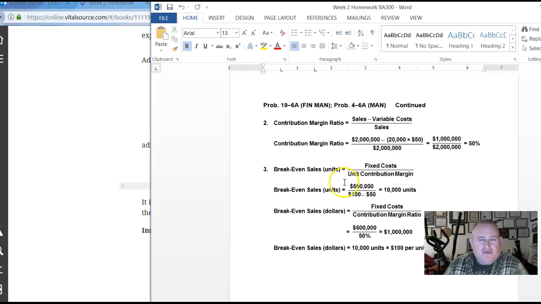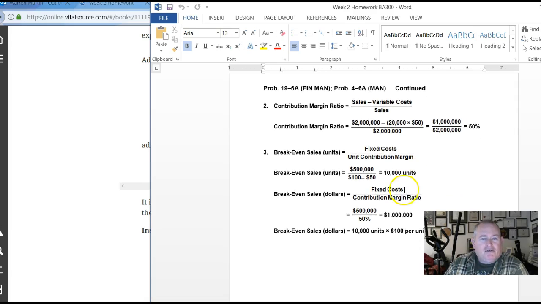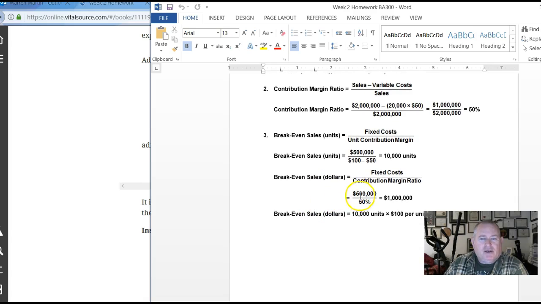So here's the formula again, the fixed cost divided by the contribution. All right, so your fixed cost, you've got the 500,000. You've got the 100 unit cost minus the 50, because we're doing half, right? That equals 10,000 units. So that's pretty much how many units you have to sell to break even. Okay, sales dollars, you've got your fixed cost. So here's the formula. Again, you have the 500,000 divided by the 50, it gives you 1 million.